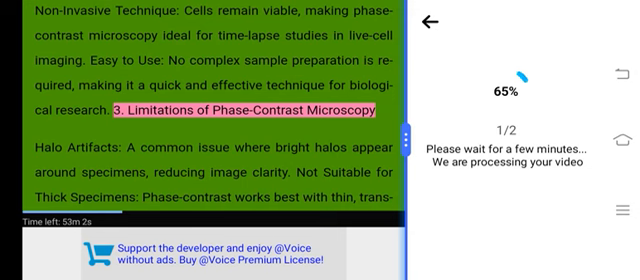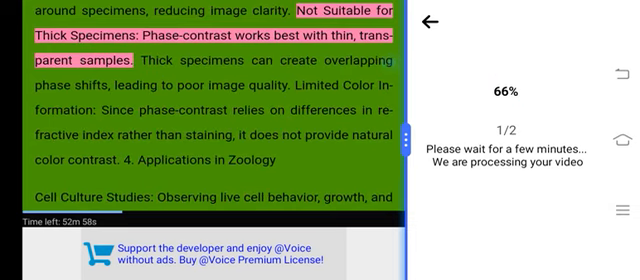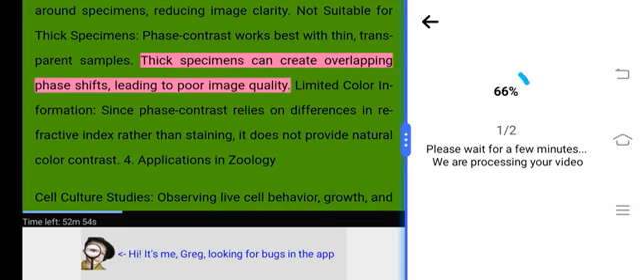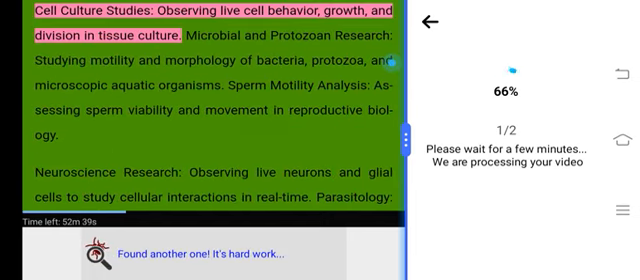3. Limitations of phase contrast microscopy. Halo artifacts. A common issue where bright halos appear around specimens, reducing image clarity. Not suitable for thick specimens. Phase contrast works best with thin, transparent samples. Thick specimens can create overlapping phase shifts, leading to poor image quality. Limited color information. Since phase contrast relies on differences in refractive index rather than staining, it does not provide natural color contrast.